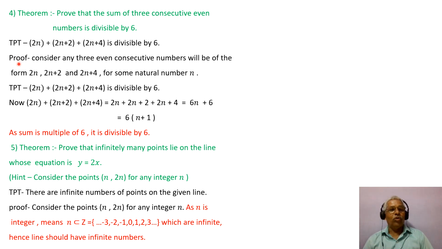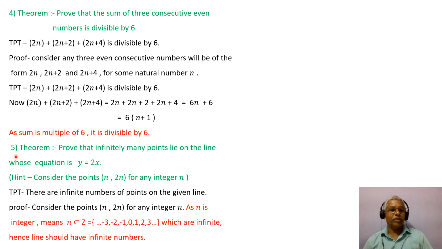So see, we are giving this in proof. Consider any three consecutive even numbers, and that will be in the form 2n and 2n plus 2 and 2n plus 4 for any natural number n. To prove that 2n plus 2n plus 2 plus 2n plus 4 is divisible by 6. Now if you add all this, you get 2n plus 2n plus 2 plus 2n plus 4. So there are three 2n, yes. So 6n plus 6, if you take 6 common to bracket, you get n plus 1. So as sum is multiple of 6, it is divisible by 6, for any value of n.